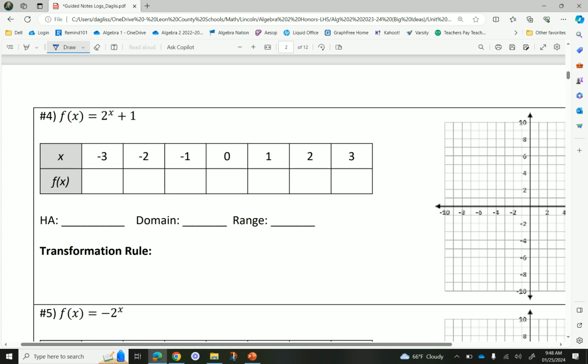So 2 to the negative 3 plus 1 gives us what? It's 1 over 8 plus 1, which is 1.125. Good. Which is the same thing as 9/8. 1/8 plus 1, or 1/8 plus 8 over 8, 9/8. All right, how about negative 2? 1.25. As a fraction, that's going to be, there we go, an exponent of negative 1. 1.5, good, which is 3 over 2. Good job.